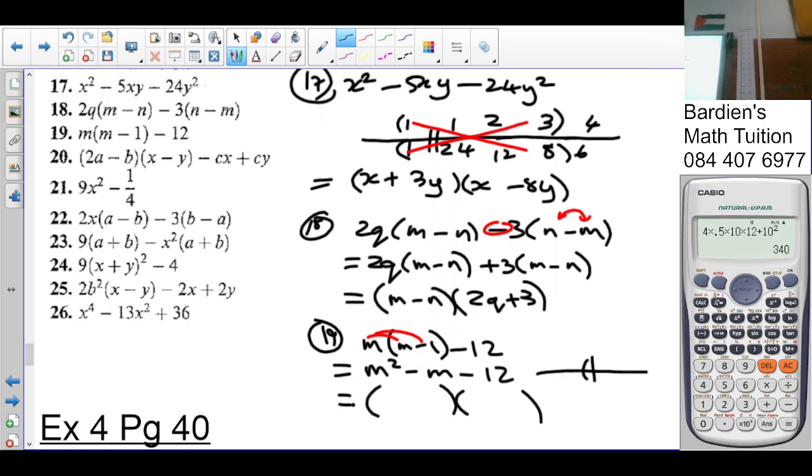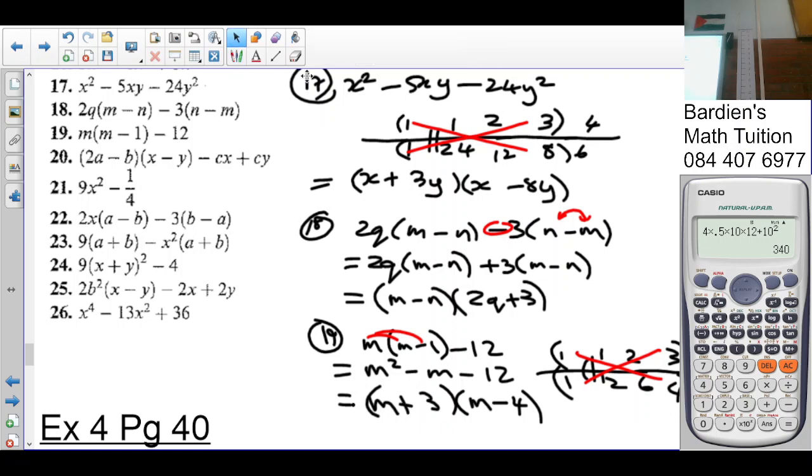Right. So what do we have here? 1 and a 1, 1 and a 12, 2 and a 6, 3 and a 4. We have to subtract the products. Subtract. Okay. So of course it's going to be 4 minus 3. So in the bracket goes m and a 3, m and a 4. What about our signs? Both are opposite. One negative, one positive. The bigger product must be negative. Do you all agree with that?